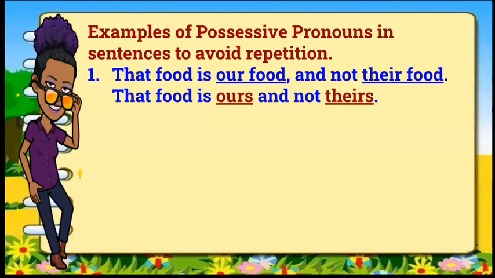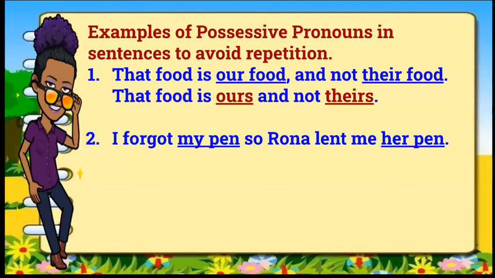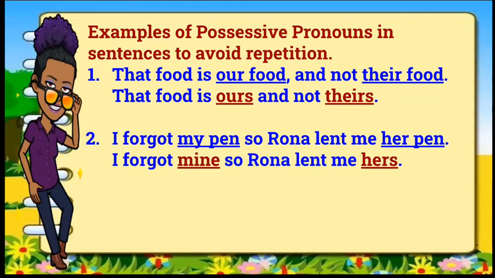So remember, in the first sentence, you see food is used three times. "That food is our food and not their food." It's kind of like tongue biting. "I forgot my pen, so Rona lends me her pen." So we have my pen on the line, her pen on the line. So let's find possessive pronouns and replace those. "I forgot mine, so Rona lends me hers."